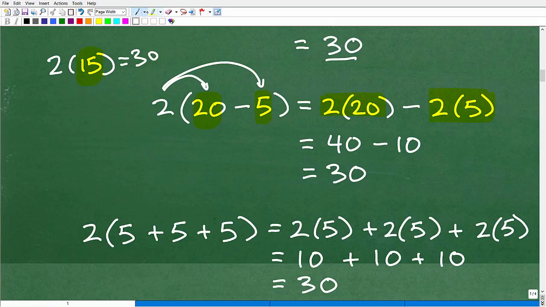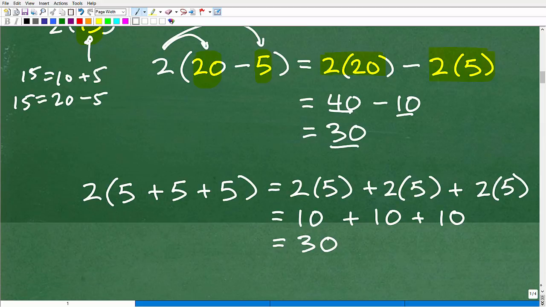So I could break up this number as the sum of two different numbers, like 10 plus 5, or the difference of two numbers. Both of these get me to 15, so it doesn't make a difference, and I'm just going to follow the same procedure. So 2 times 20 is 40, and of course 2 times 5 is 10. 40 minus 10 is 30. So you're like, okay, you're making my point: we can do the problem 2 times 15 in a number of different ways. Let's do one more just to really drive this point home.